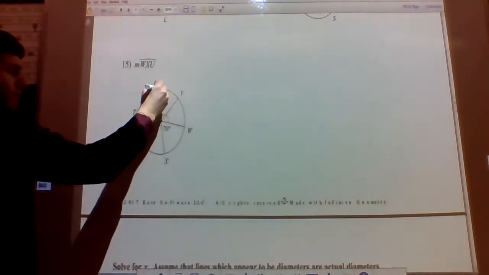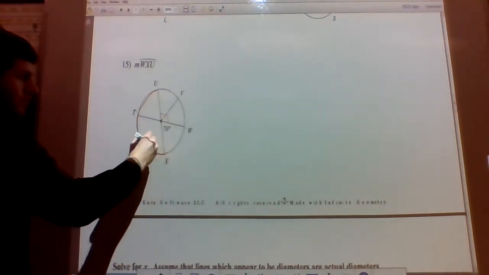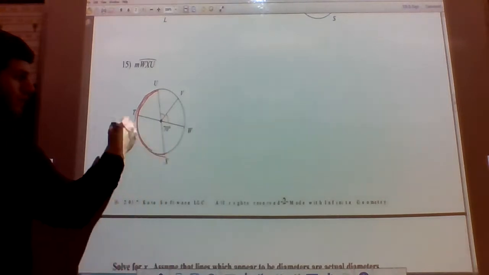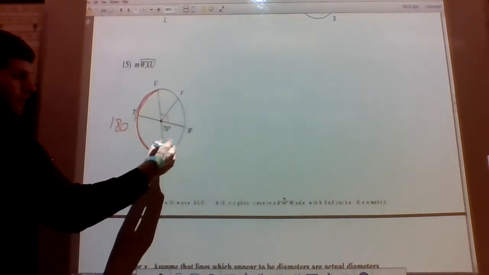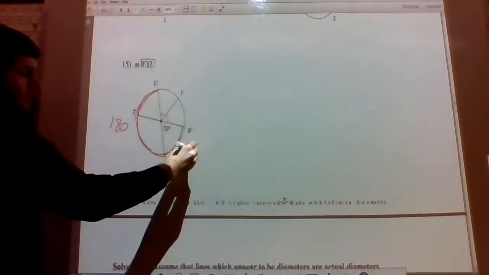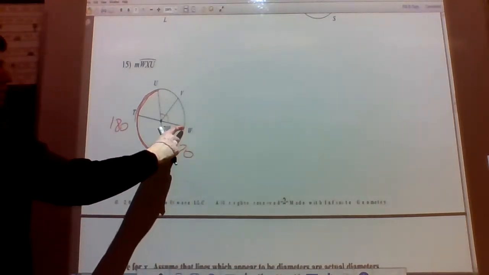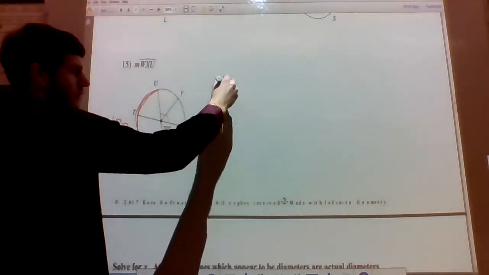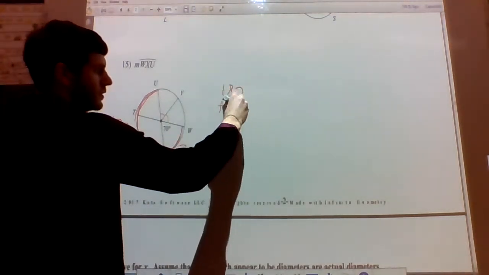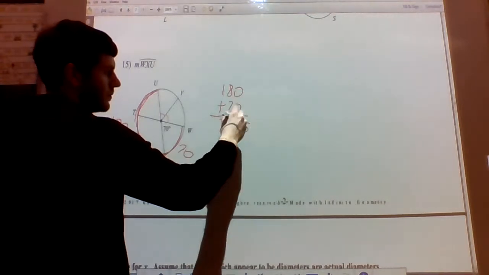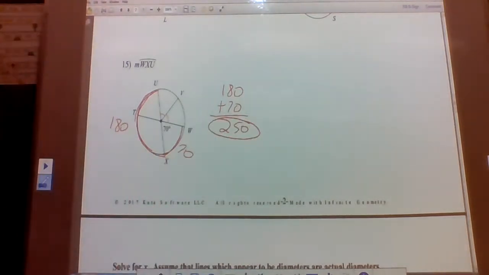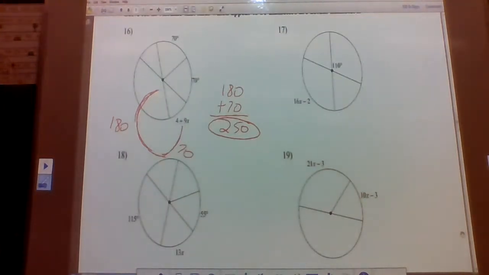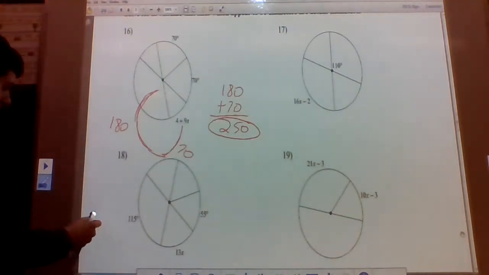We have a semicircle here from U to X. So UTX, this is a semicircle. So that is 180. And then this piece here is 70. So measure of arc WXU is going to be 180 plus 70, which is 250. 16 and 17. Oh, look, we got them all on the same page here.